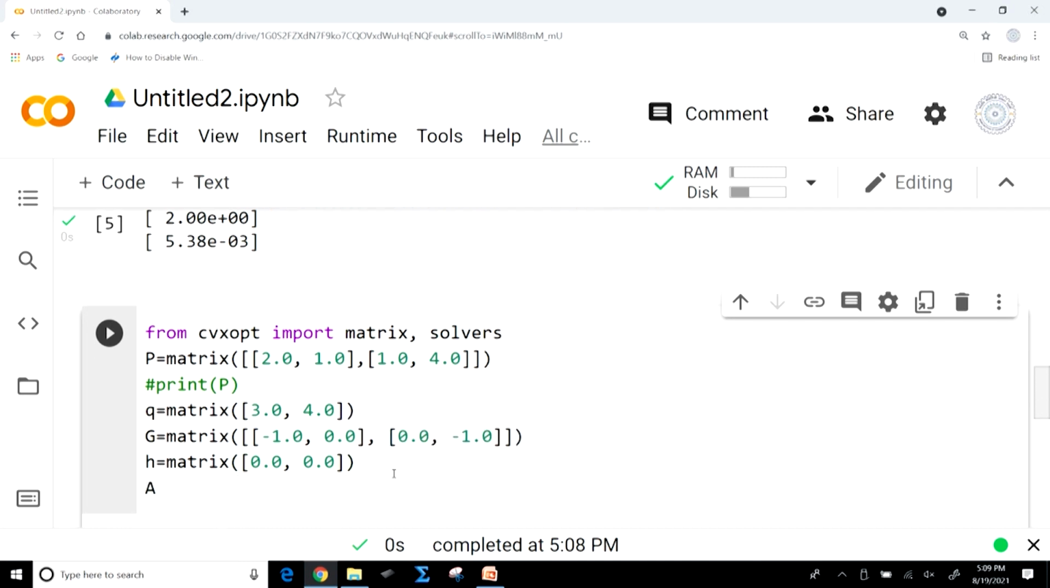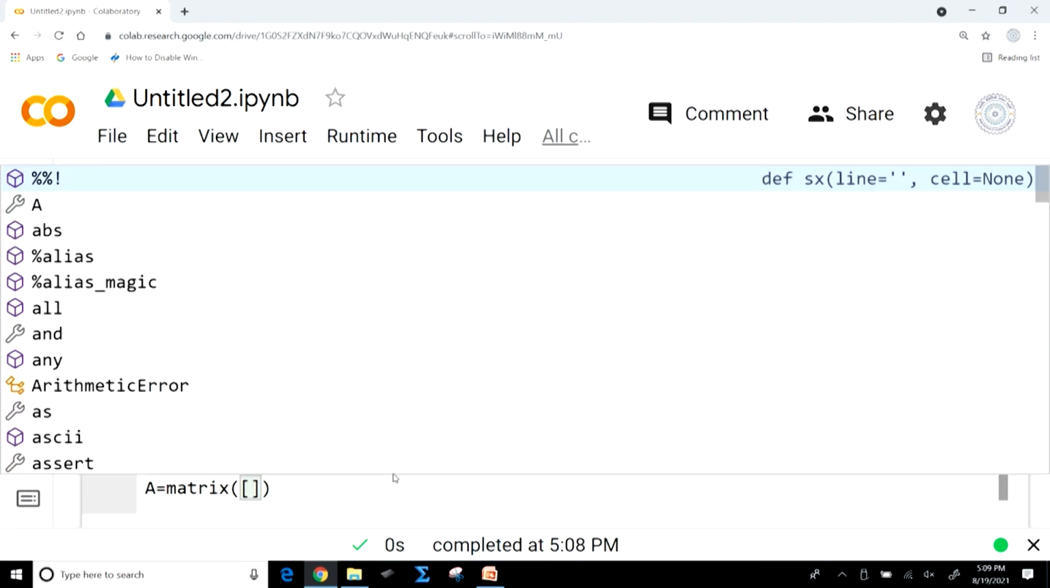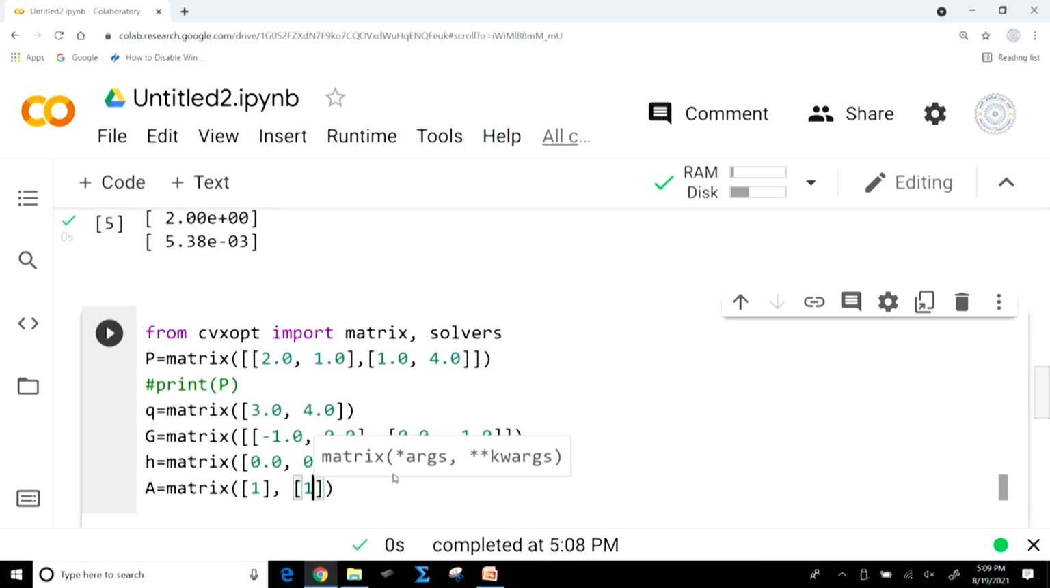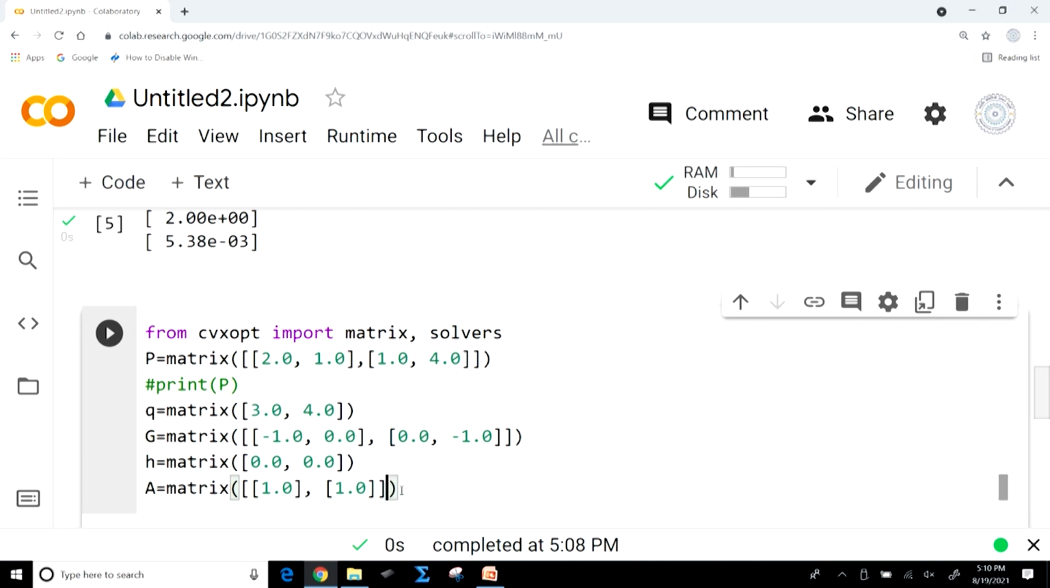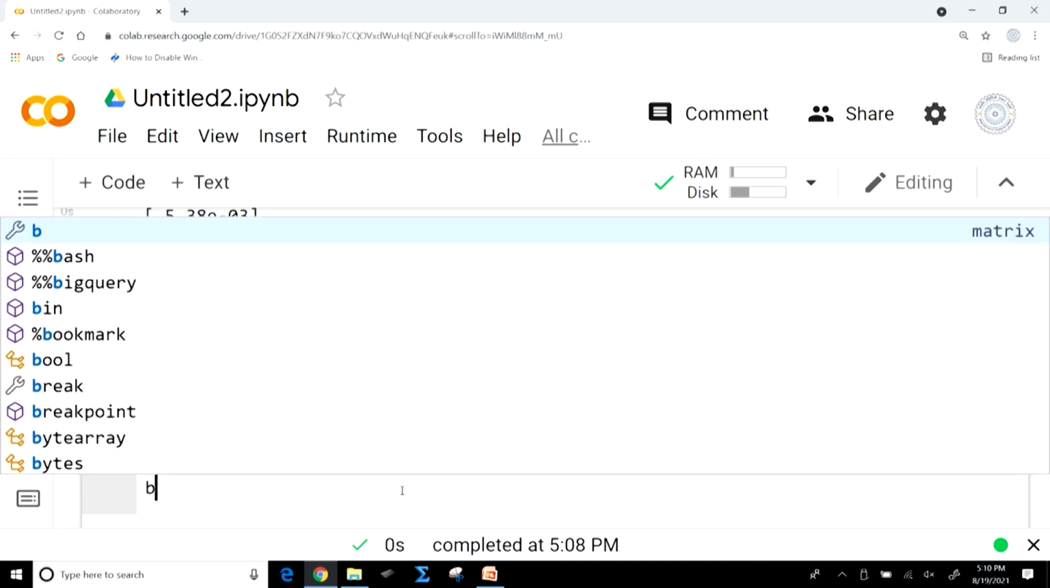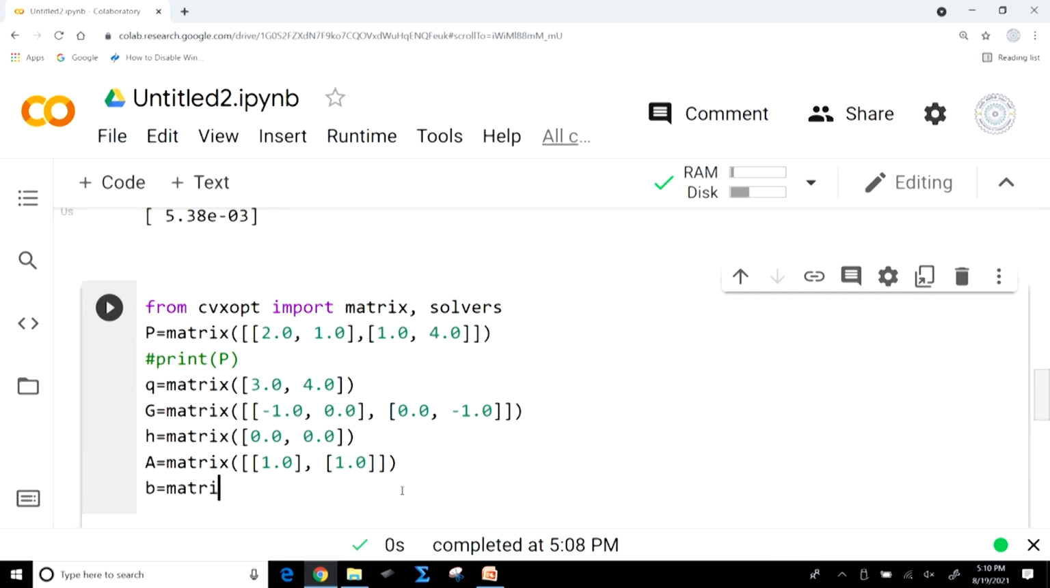Then capital A is a matrix. The first column is 1 and the second column is also 1, and it must be floating type here, so it is 1.0 and 1.0, again in matrix form. Then B is a matrix of 1 cross 1, so we write it in matrix form; it is 1 only. So we have written capital P, Q, G, H, A and B.